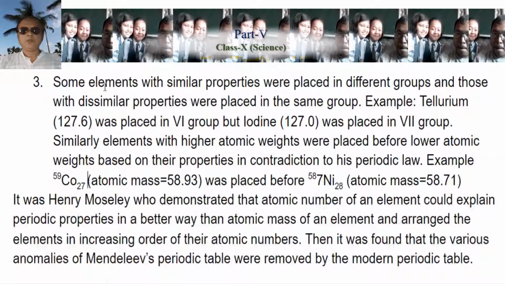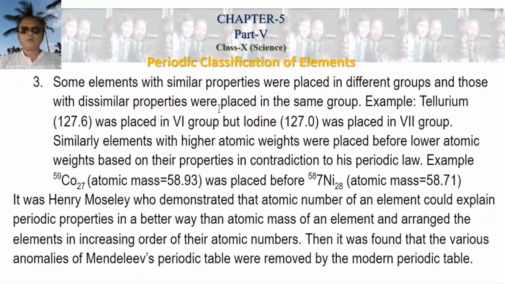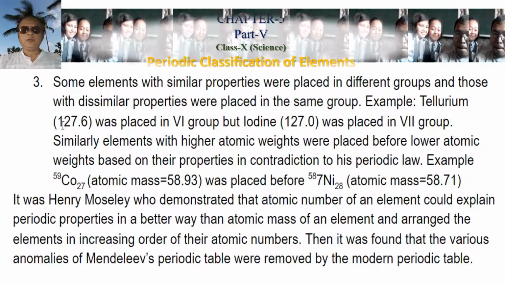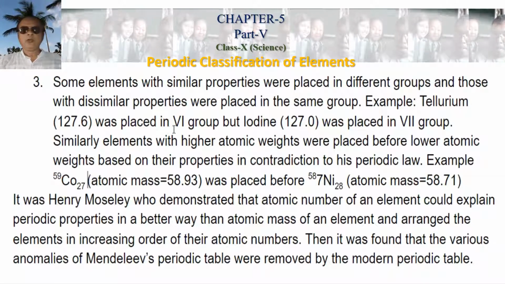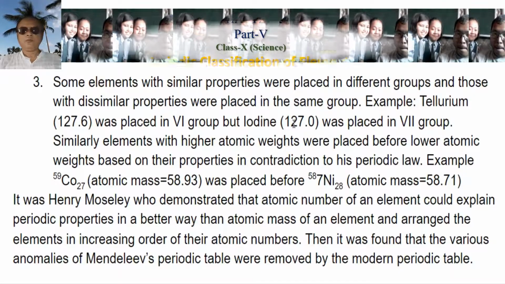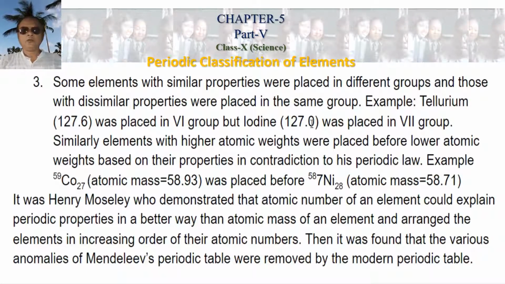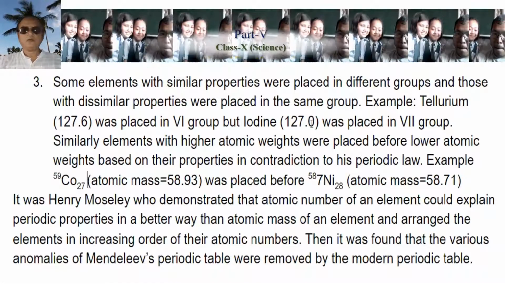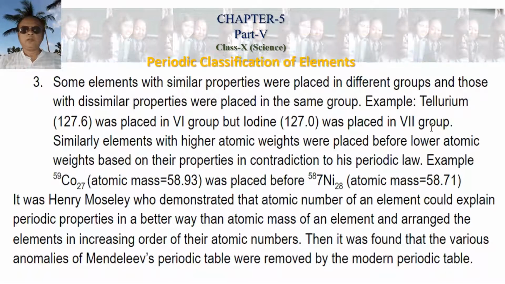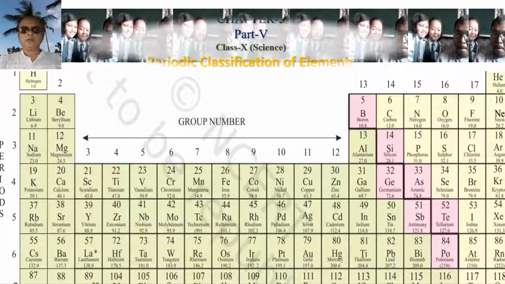Some elements with similar properties were placed in different groups, and those with dissimilar properties were placed in the same group. Example, tellurium, whose atomic mass is 127.6, was placed in group 6, but iodine, whose mass is less, that is 127, was placed in group 7. Okay, so let us go to the periodic table of Mendeleev.